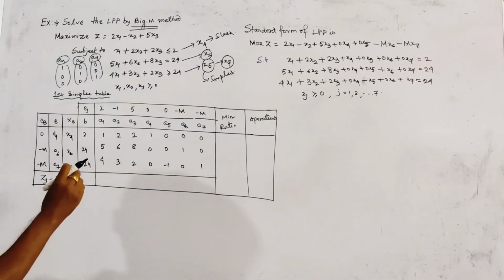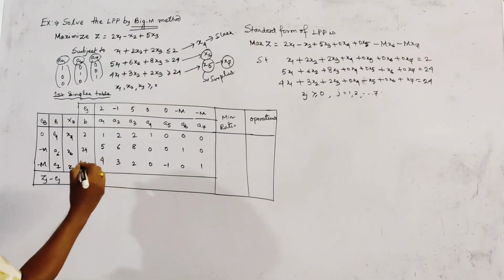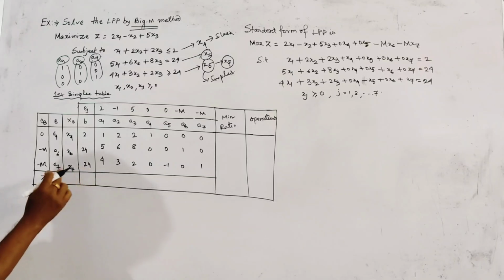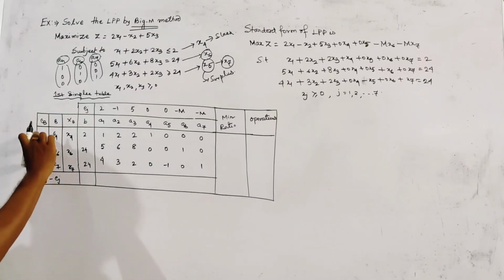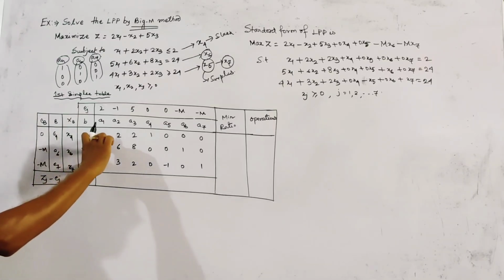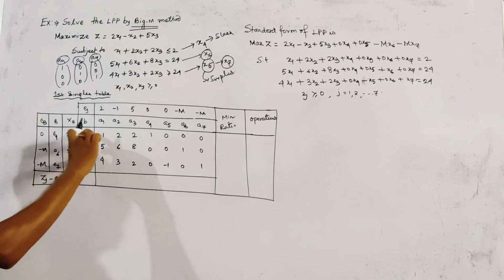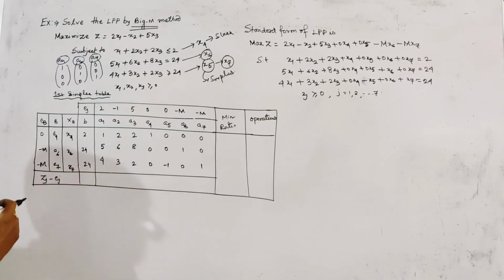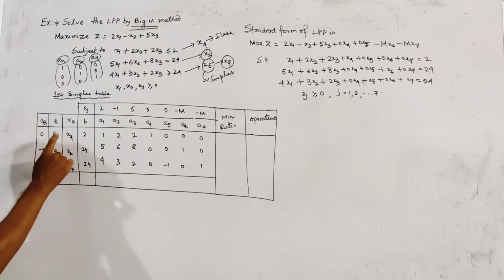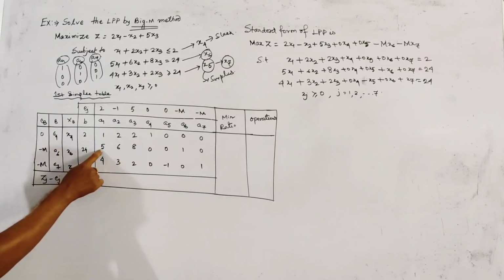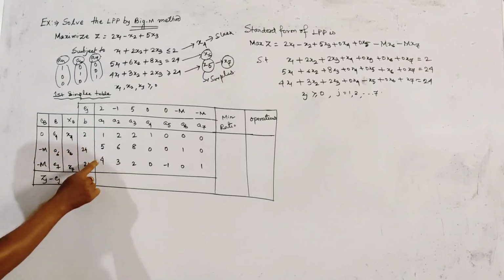We find the net evaluation of each column one by one. How to find the net evaluation? We multiply Cb with this column, that is, the two vectors are multiplied by dot product, and we get 0 into 1 means 0, minus M into 5 means minus 5M, and 4 into minus M is minus 4M.